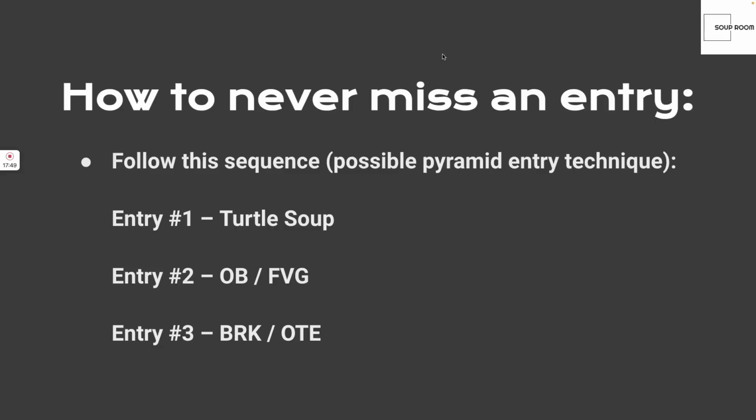So how to never miss an entry? Follow this exact sequence. Entry number 1 is your turtle soup. If you miss it, then your entry number 2 is the order block or fair value gap. And if you miss that, then entry number 3 is the breaker or the OTE. Pick one. If you execute the turtle soup, don't execute entry number 2 or entry number 3. If you don't execute the turtle soup, but you execute the order block, do not execute number 3. Pick one.